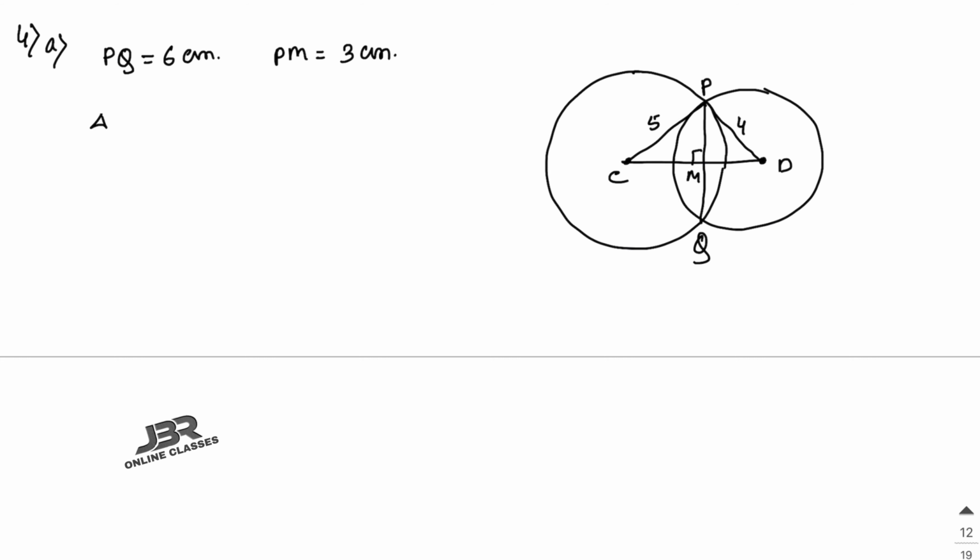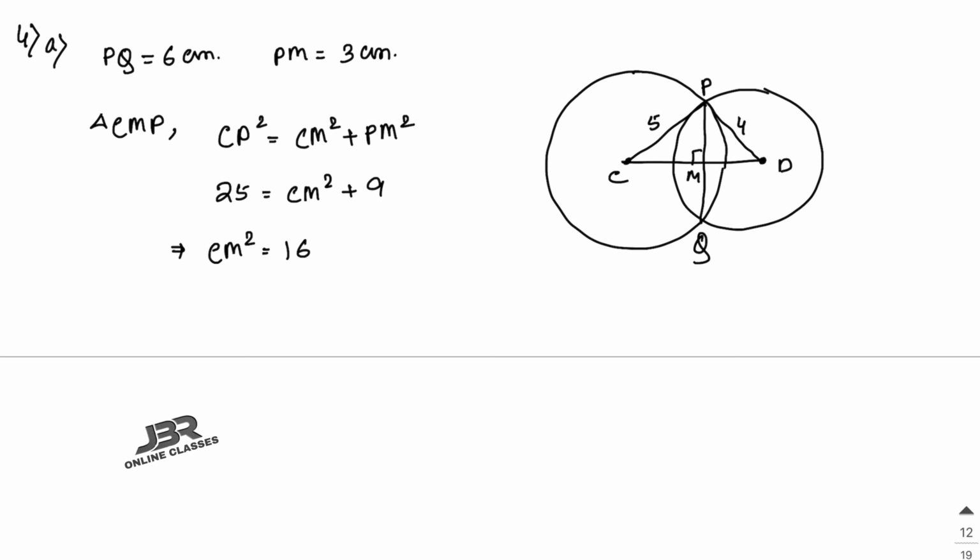So from the triangle CMP, here CP square is equal to CM square plus PM square. So CP means 5 square, that means 25, and here CM square, and you know the value of PM, that is 3 square, that means 9. So here CM square equals 25 minus 9, it's 16. So that means CM equals 4 centimeter.